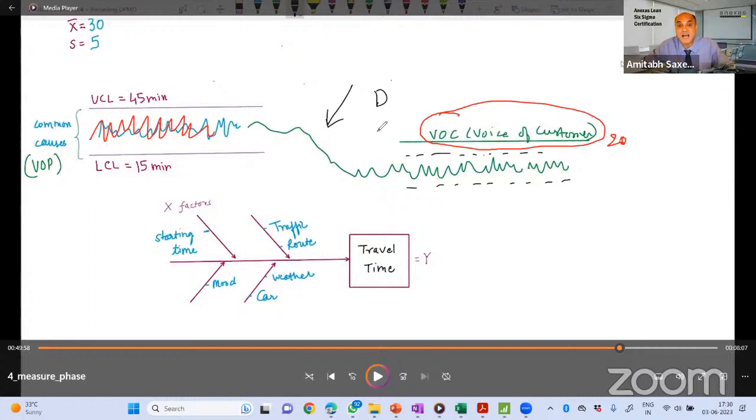We call it the upper specification limit, USL. So please remember, this is LCL and this is UCL. This is the lower control limit and this is the upper control limit. LCL and UCL, and this is USL, the upper specification limit. The specification limits are set by the customers, and control limits are set by the processes themselves.